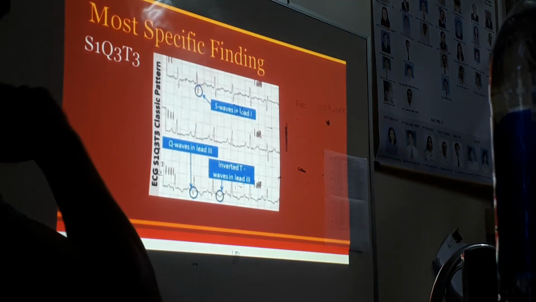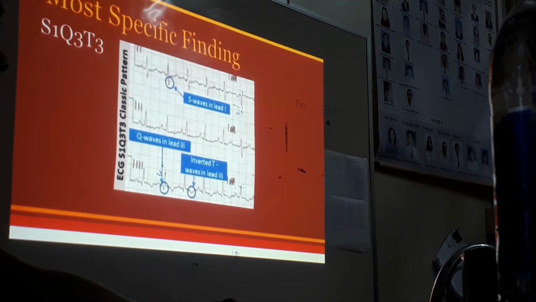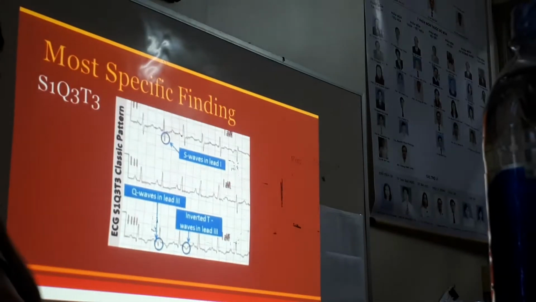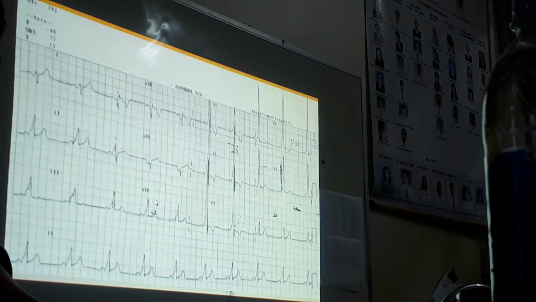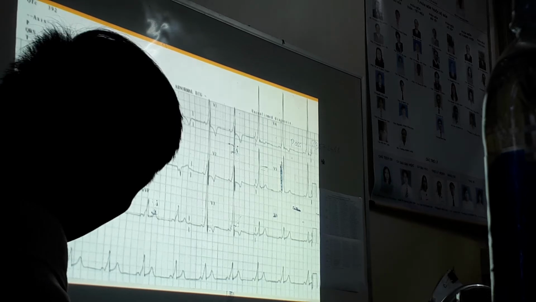And the most specific finding, in only about 15% of pulmonary embolism, is S1Q3T3. So if you only look for S1Q3T3, you're going to miss 85% of the pulmonary embolism. Anybody want to give this EKG a try? And if you can't figure it out, you can ask Dr. Ty, he'll know.